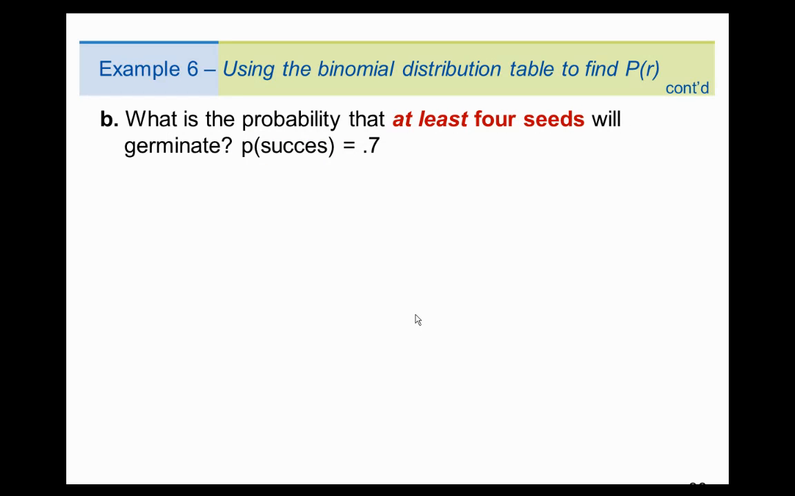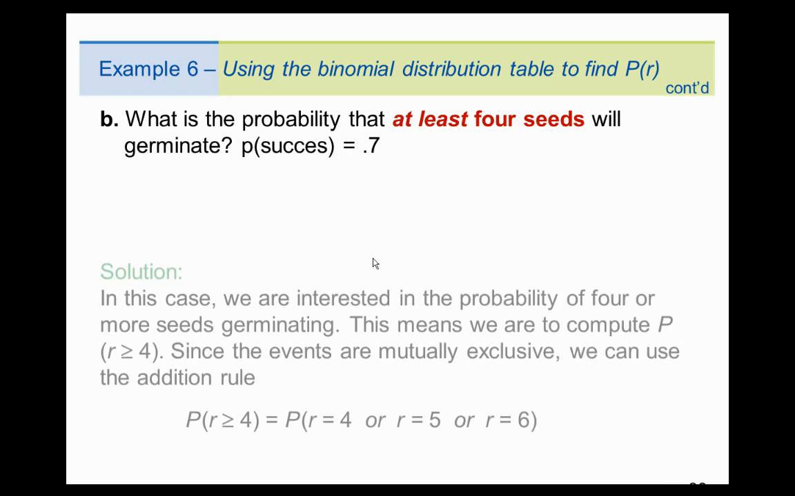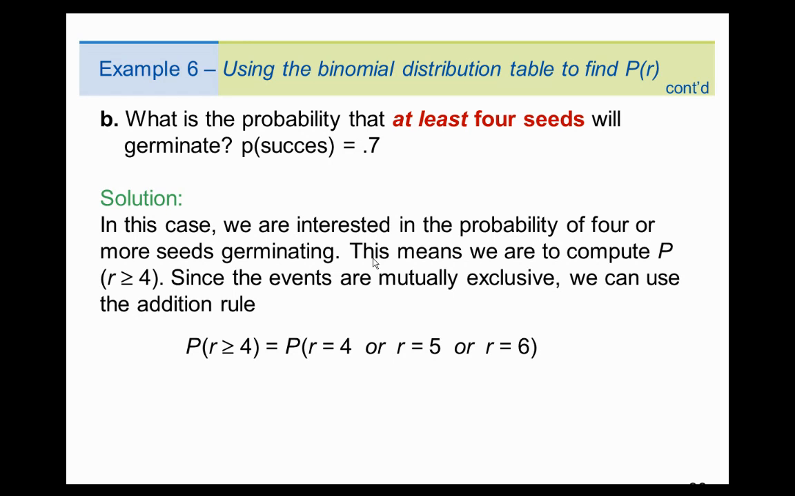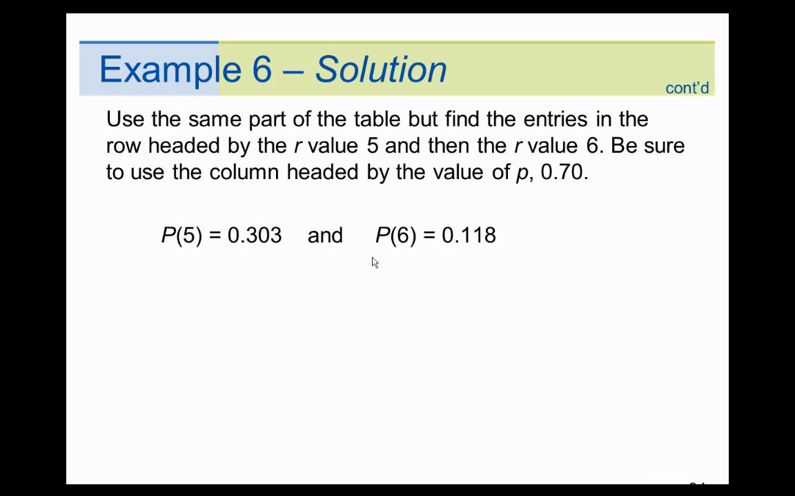What's the probability that at least 4 seeds will germinate? And the probability of success is 0.7. At least 4 means 4, 5, or 6. There's no direct way of doing this. So we're going to have to use the complement rule. Here, he does it pencil and paper. He finds simply the 3 answers, and then he adds them all up. Probability of a 5 or 6, adds those 2 answers up.